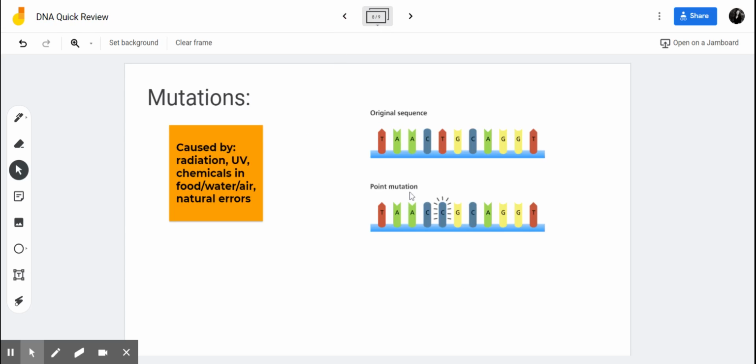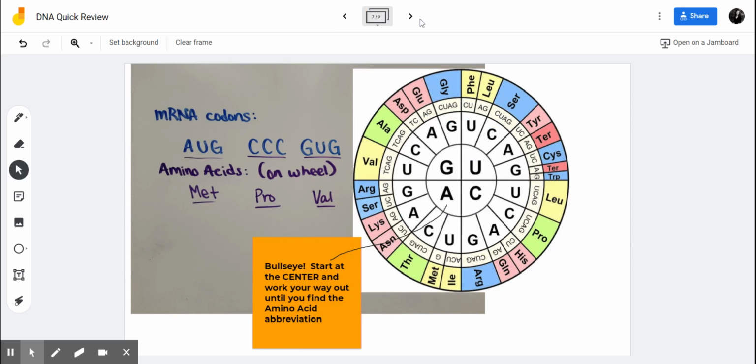If you have a point mutation, chances are you're just changing one amino acid because you've only altered one codon. Instead of CTG, now you have CCG. So you're going to make a slightly different piece using these letters.